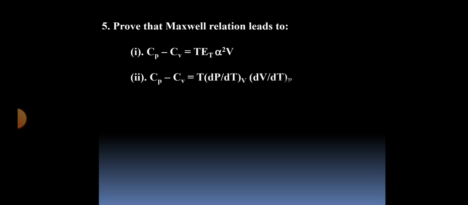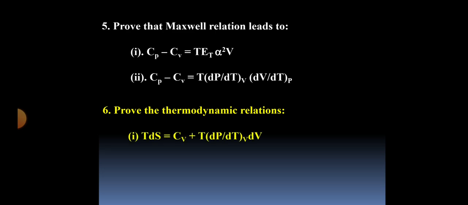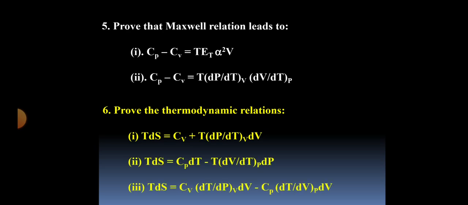Question number 5: prove that Maxwell relation leads to this. These are important derivations or relations which we have to derive. Question number 6: prove the thermodynamic relations. These equations are called TDS equations. First is this, second is this, and third one is like this. So there are in total 3 TDS equations which are also mentioned in your syllabus. We have to derive these equations using Maxwell's 4 thermodynamic relations.